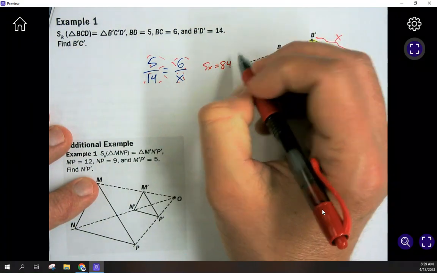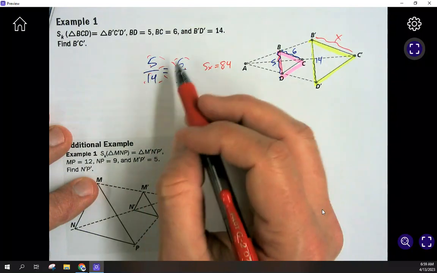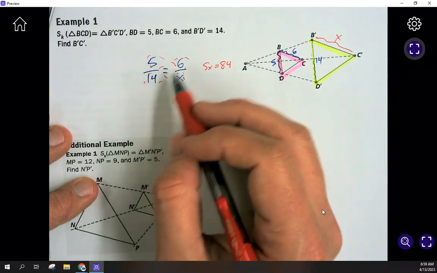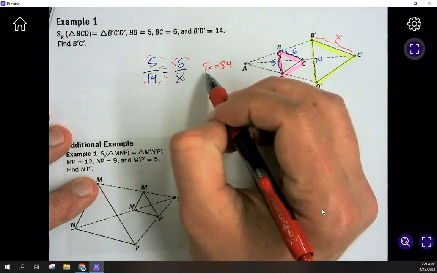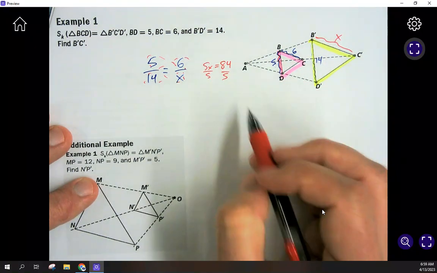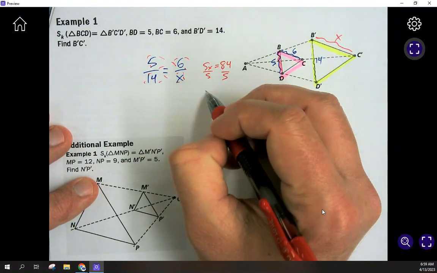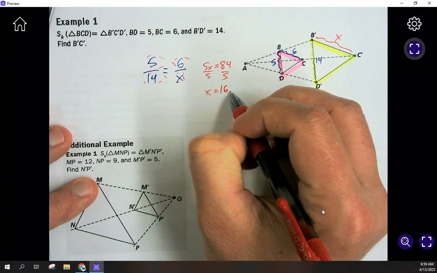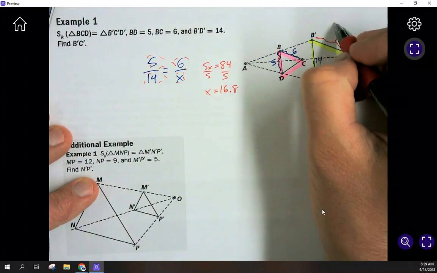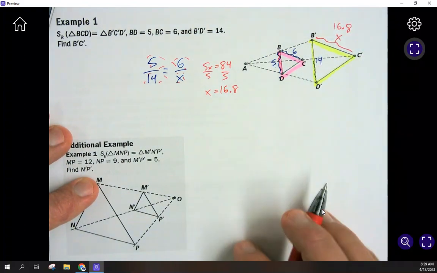The means and extremes property says that the product of these diagonals, when they're multiplied, are going to be equal to each other. So I can quickly just go ahead and do 84 divided by 5. That comes out to 16.8. And that is this distance out here.